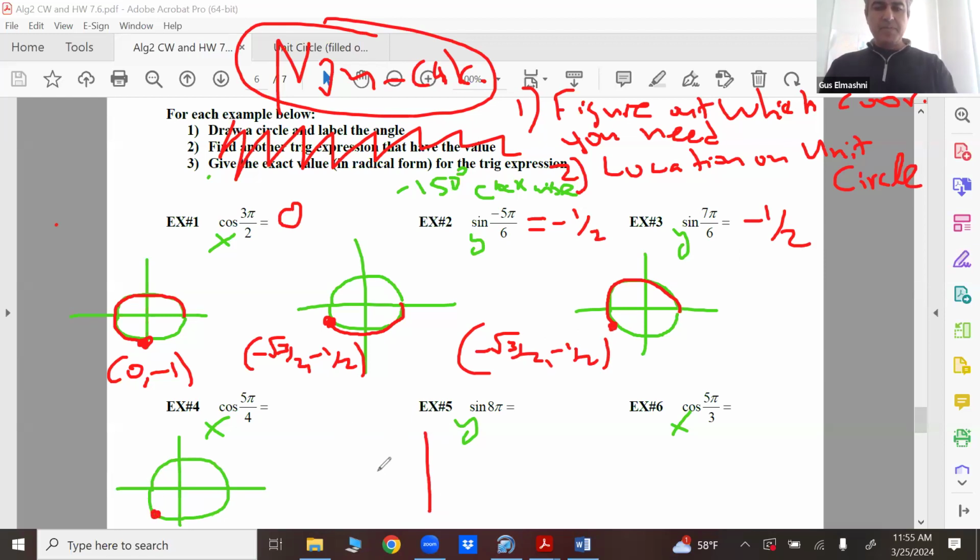8 pi. I'll do the coordinates for all these remaining parts. Okay, 8 pi is actually 4 revolutions. So you go once, twice, 3 times, 4 times. You end right here. So 1, 0.